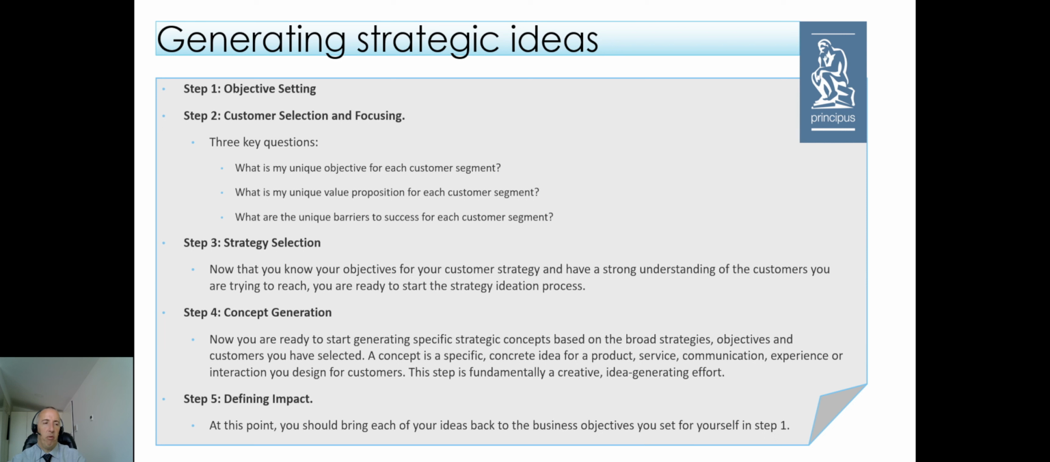Framework has 5 steps. Step 1 is objective setting. Step 2 is customer selection and focusing. Step 3 is strategy selection. Step 4 is concept generation, and step 5 is defining impact. If you do a good job with finding an answer on 3 important questions from second step, you are already on a good path towards success. The questions are: what is my unique objective for each customer segment? What is my unique value proposition for each customer segment? And what are the unique barriers to success for each customer segment?